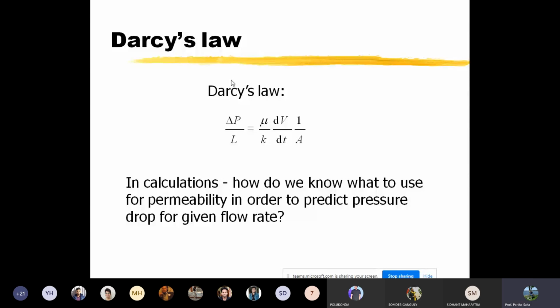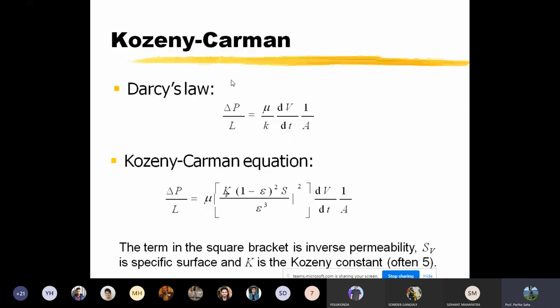dV by dt you can easily determine. The flow rate you can measure using a manometer or some sort of device connected to that porous bed. Area is also known, velocity and viscosity of the fluid can be known, but K you have to determine, right? So K is unknown, and permeability is determined from the Kozeny-Kármán equation. As you can see here, Darcy's law is given as del P by L, mu by K, dV by dt, 1 over A, but K has a relationship.